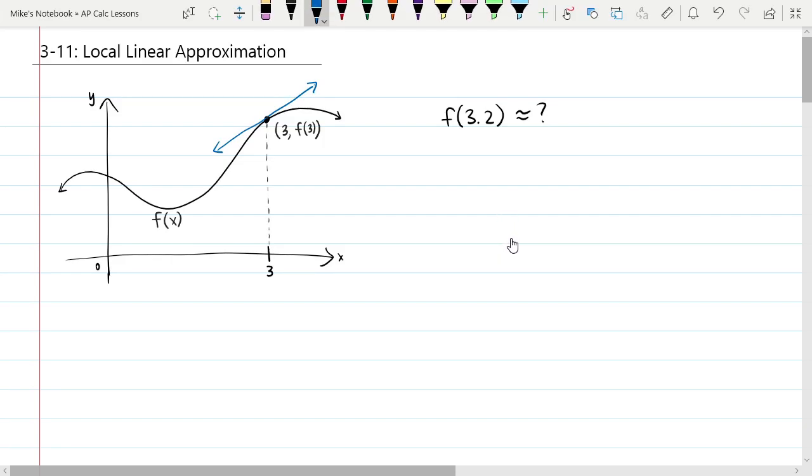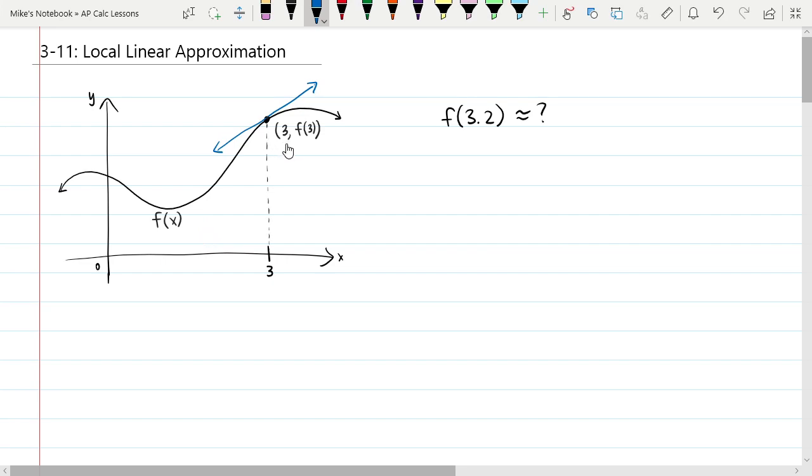Okay, welcome to lesson 311. This is called local linear approximation, and here's sort of the overview of what's going on. So let's say we've got some function f of x, whose graph you can see here. But let's say that maybe it's a function that we don't know the equation of, or even if we do, that it's not one that's necessarily easy to evaluate for all values of x.